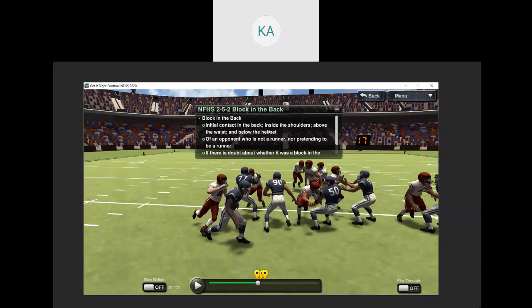The initial contact in the back, inside the shoulders, above the waist and below the helmet of an opponent who's not a runner nor pretending to be a runner. And what I'll get into here in a little bit, if there's any doubt, if those hands are a little bit lower, or if he's going in with his shoulder going into the back, if you're not sure if it's blocking in the back or clipping, we're going to call that clipping.